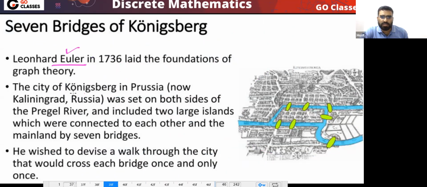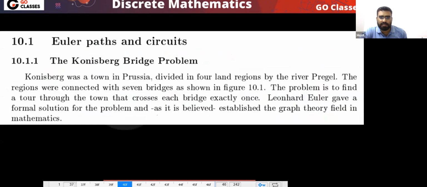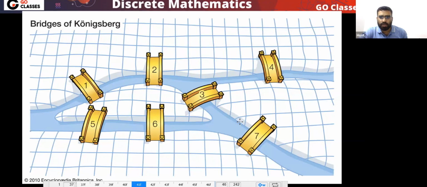So what was the situation? In Russia, there is a town called Königsberg. I don't know if it still exists. In this town, you have bridges. In total, how many bridges do you have? Total 7 bridges.